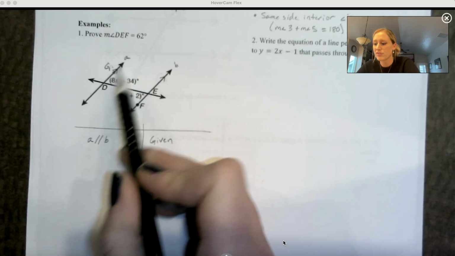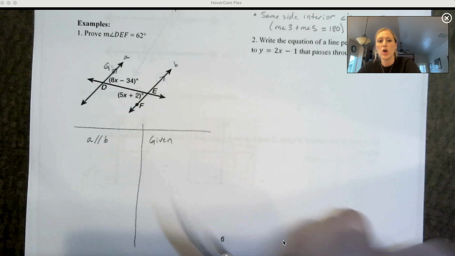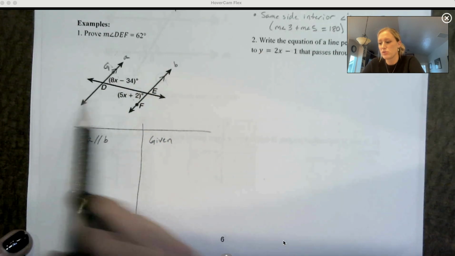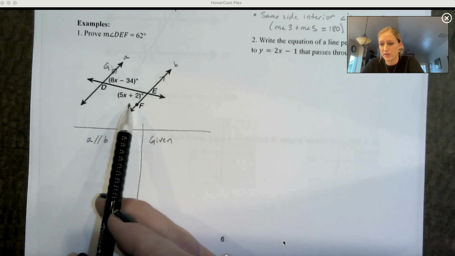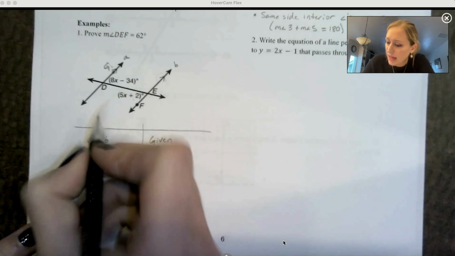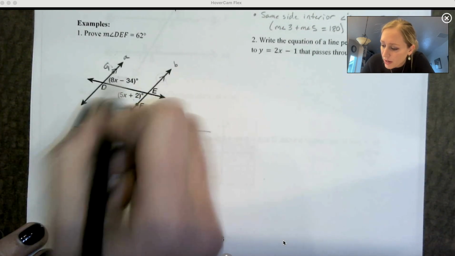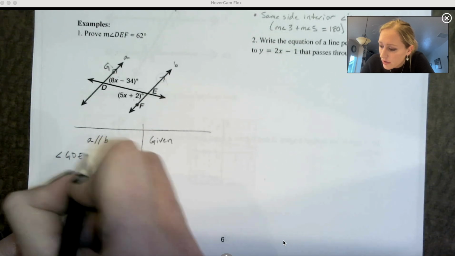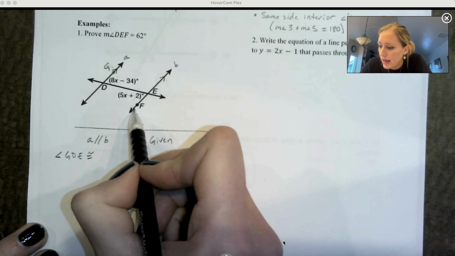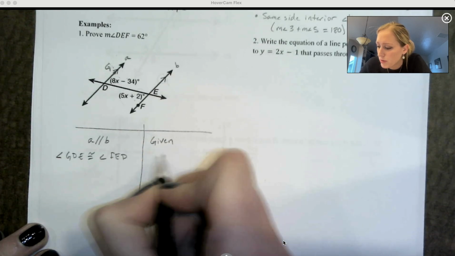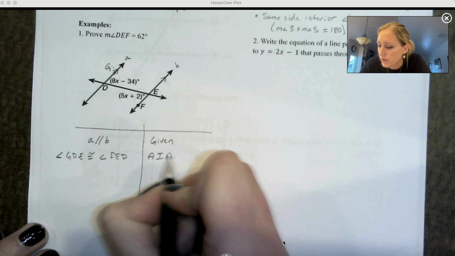We have this angle right here and this angle right here. What kind of angle pairs are those? Well, they're either side of the transversal and in between the parallel lines, so those are alternate interior angles. So I'm going to say that angle GDE, this piece right here, is congruent to angle FED, and the reason is because of the alternate interior angles theorem.